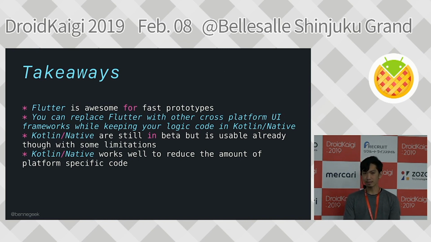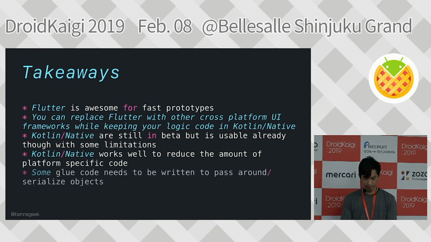And Kotlin native works well to reduce the amount of platform-specific code. Kotlin native also has this way of writing the platform-specific code where you expect the method to be implemented. So you have something like an interface written in Kotlin, and that's what you work with, which can further reduce the amount of iOS code that you write. Who likes iOS, right? And now Japan likes iPhones.